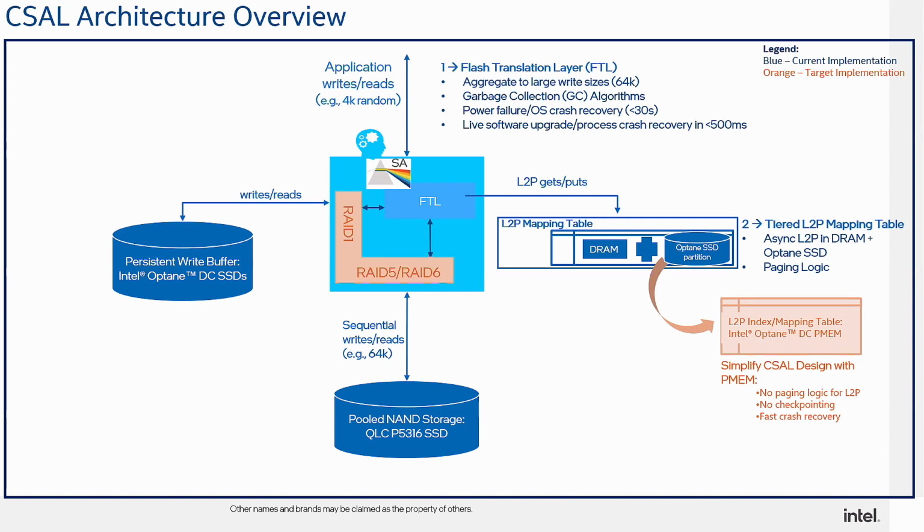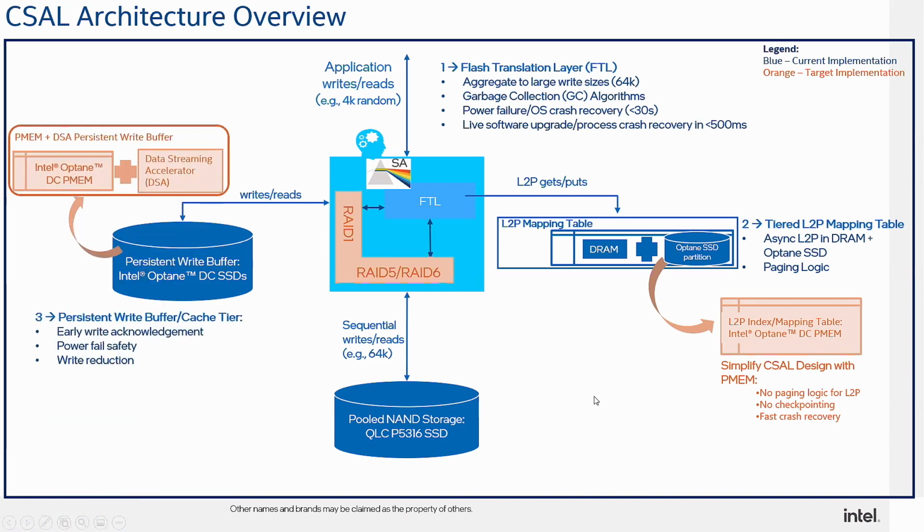So what we do instead is we take a tiering approach. We put hot parts of the logical to physical mapping table on DRAM, and then we page in and page out to a small partition on Optane SSD. Now, this tiering scheme does increase our crash recovery complexity. So in our target implementation, aligned with CSAL 2.0, we will move to persistent memory. And then we won't need the complex paging logic, checkpointing, etc. And we would also gain the performance benefits we would get from CSAL.